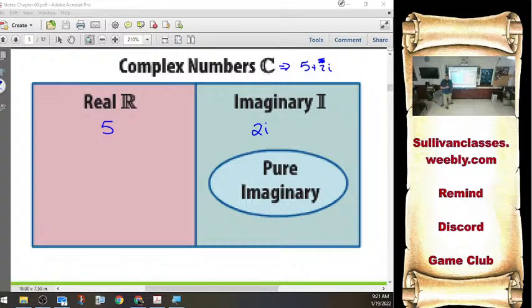So if a complex number is something with a real and imaginary component, can you tell me how would you write negative 2 as a complex number? How would you write 6i as a complex number without changing their value? How do I turn negative 2 into a complex number with a real and imaginary component without changing its value?